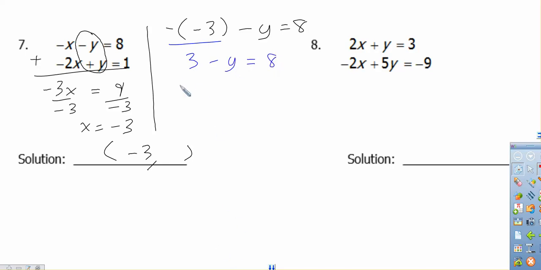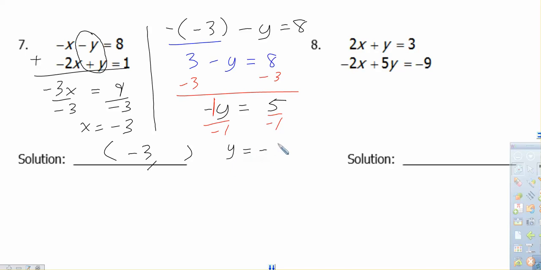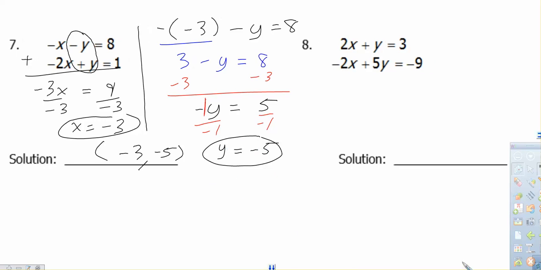And subtracting 3 from both sides, we get negative y equals 5. Now, because we have a negative there, we need to divide by negative 1. Divide by negative 1, we get that y equals negative 5. So our solution is negative 3 comma negative 5. Because there's our x answer, there's our y answer. Okay, number 8.